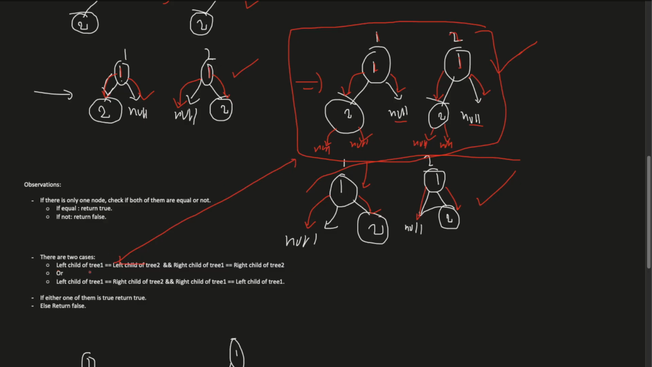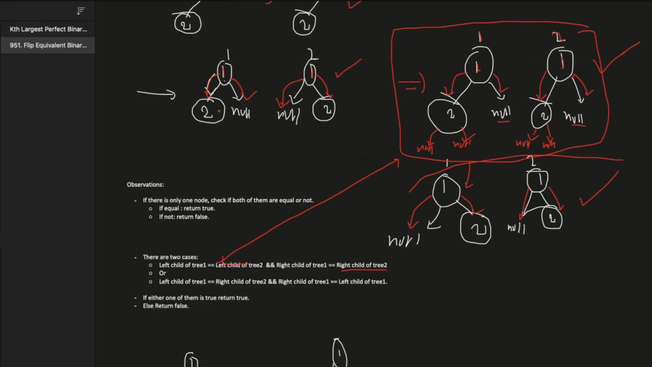If the left child of tree 1 is equal to the left child of tree 2, are these both equal? And at the same time, the right child of tree 1 is equal to the right child of tree 2. These two should be equal, or either this can be the case or this can be the case, right? Let's look at the second point. On the second point, the left child of tree 1 is equal to the right child of tree 2, and the right child of tree 1.